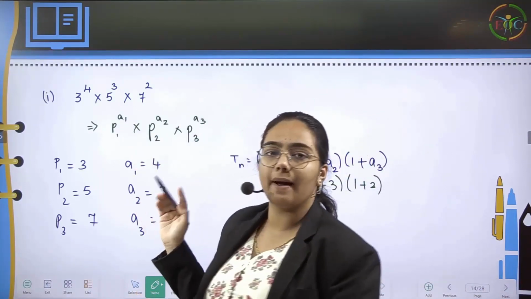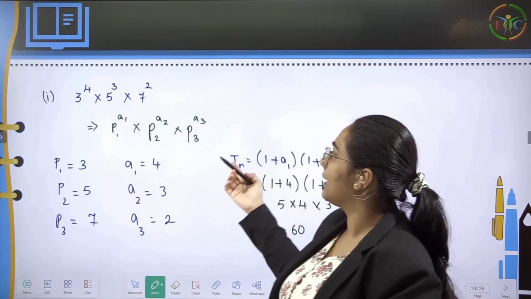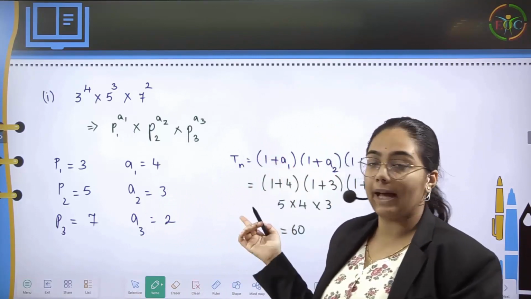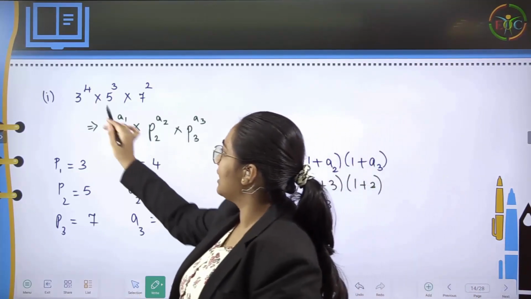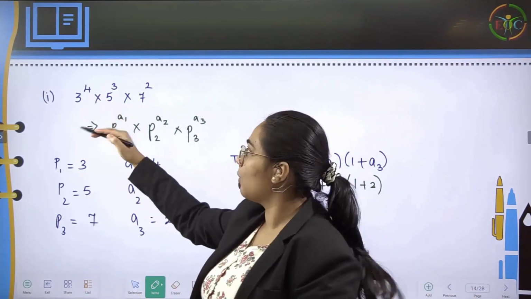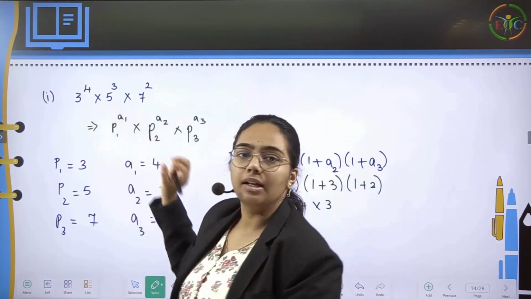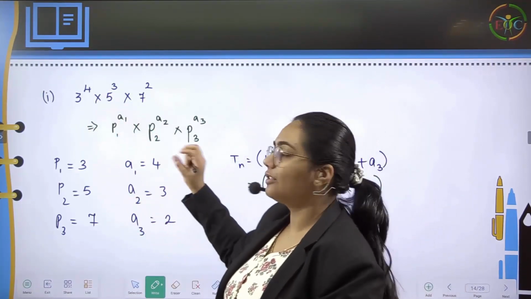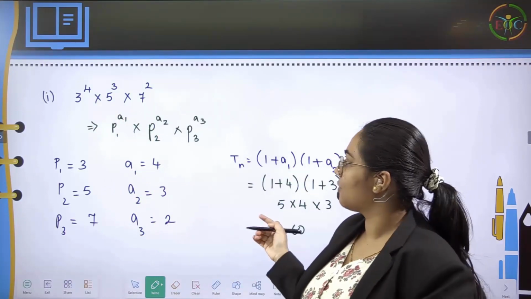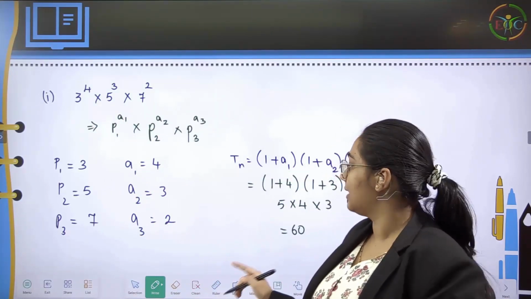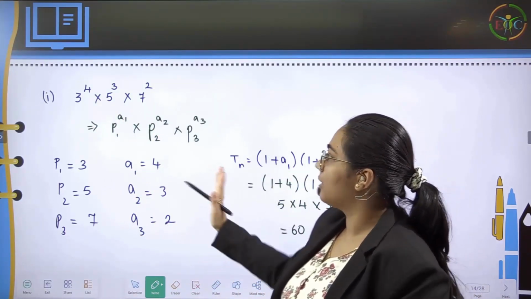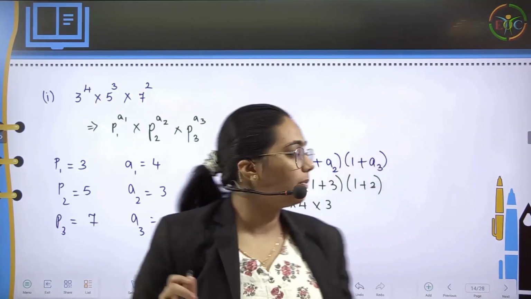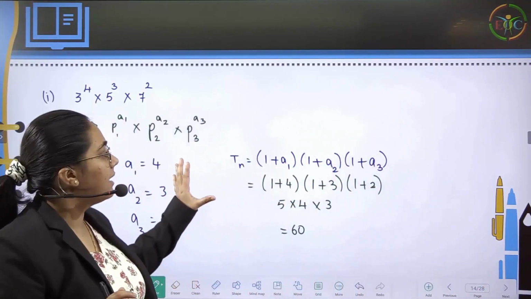It is P1 to the power A1 into P2 to the power A2 into P3 to the power A3. So the P values are whatever is there as prime numbers, and A is going to be your power, that is A1 is 4, A2 is 3 and A3 is going to be equal to 2. So now you have to find out the total number of divisors, right?